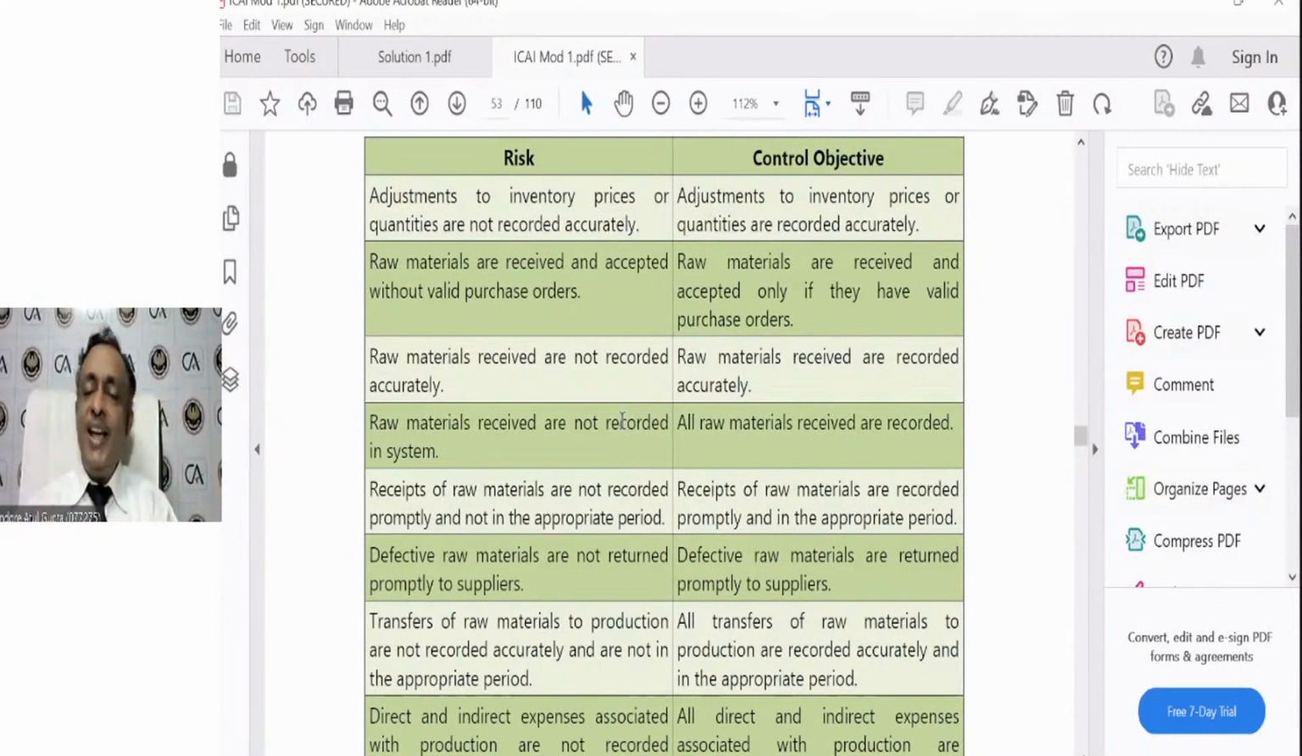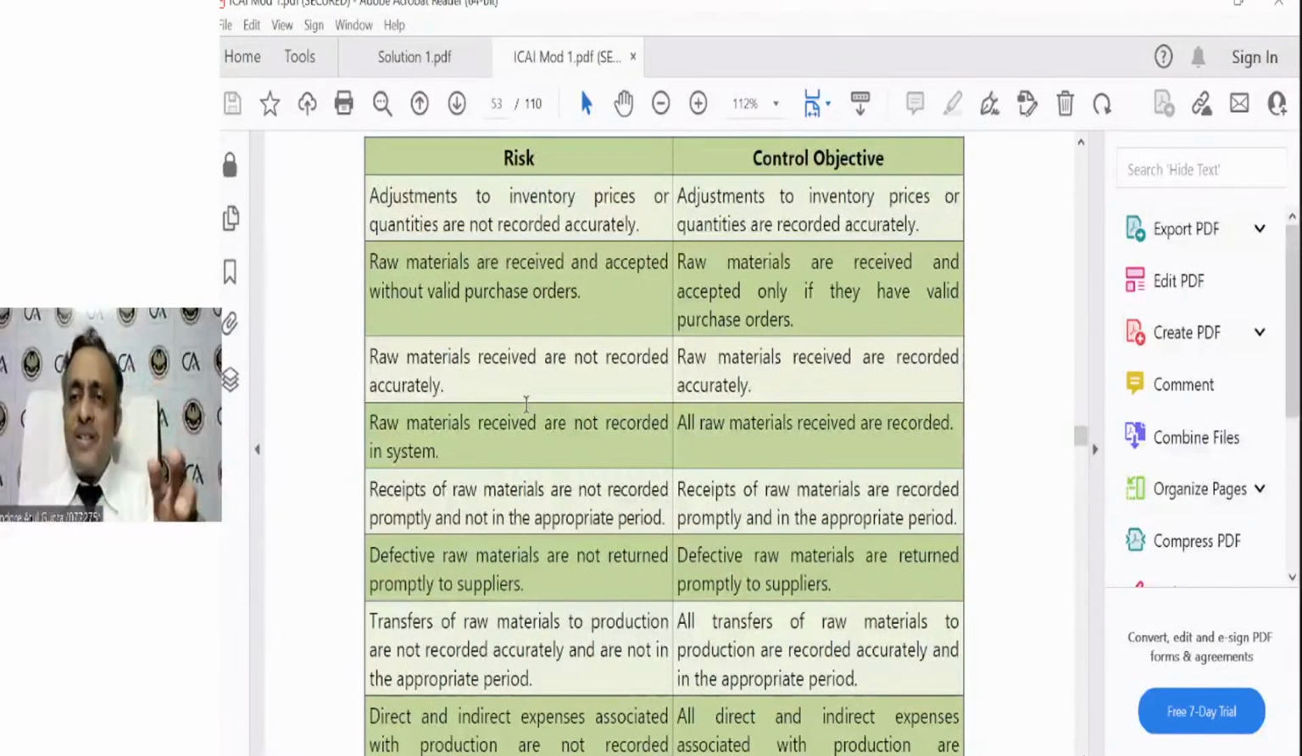Solution: we only have raw material acceptance with a proper purchase order in the system. Raw material not received are not recorded accurately. Now you have to tell me. Okay, I read the 3-1. Third and fourth, then you tell me the impact. Raw material received are not recorded accurately. Third one: raw material received are not recorded in the system. So inaccurate recording and non-recording.